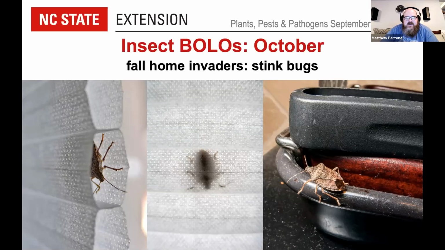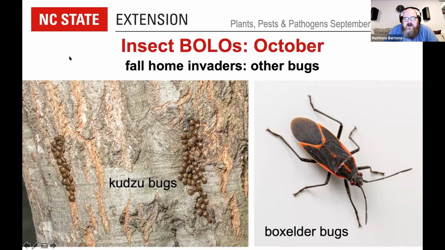But the stink bugs are going to be one of them. So here's some brown marmorated stink bugs hiding out in some window blinds, some shades in the windows. These were from my house, my basement, and just coming indoors. So you'll start to see some stink bugs entering homes. There are also some other types of bugs. The kudzu bugs are going to start to congregate in shelters. These are groups of them on trees. And also boxelder bugs can be a common sight in the fall when they move into homes. And these bugs are very distinct in that they are black with these red edges.